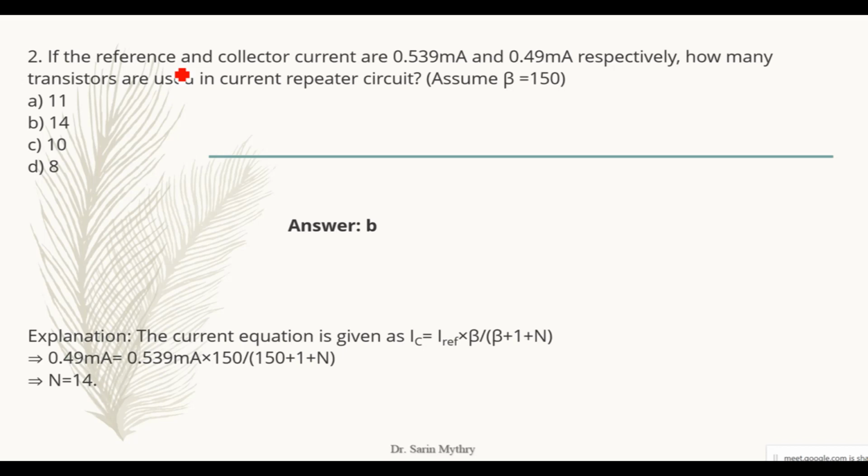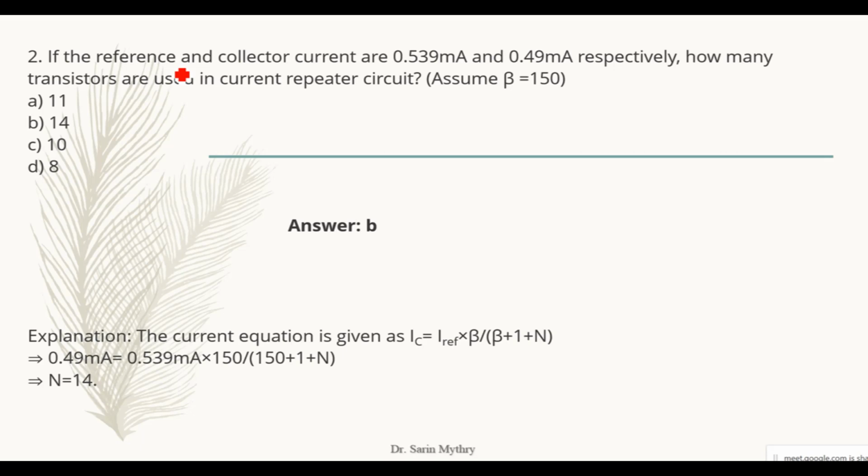This kind of question will be asked basically in your GATE exams. We are supposed to find out the number of transistors. The formula is: IC equal to I reference into beta upon beta plus 1 plus n, where n is the number of transistors. I reference is given as 0.539 milliamperes, and IC, the collector current, is given as 0.49 milliampere.